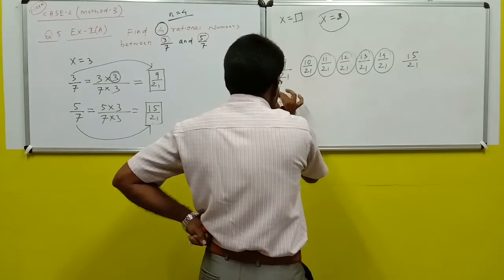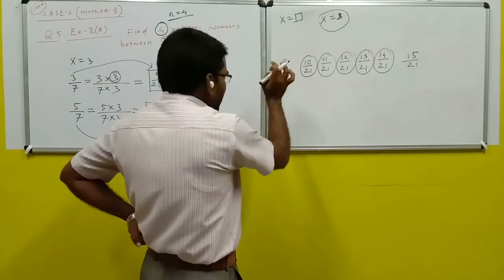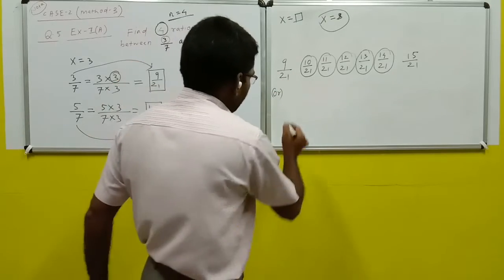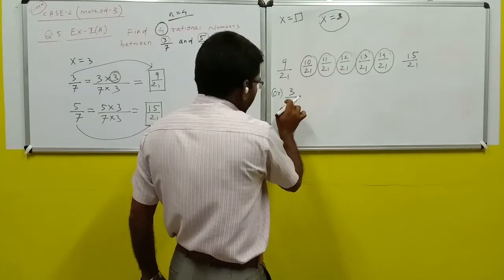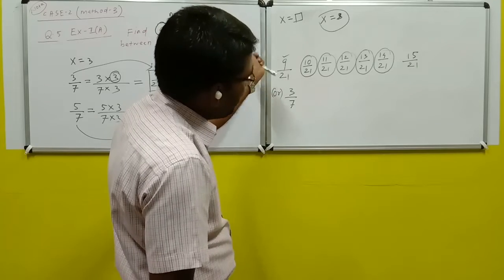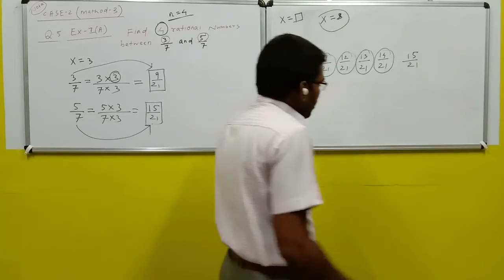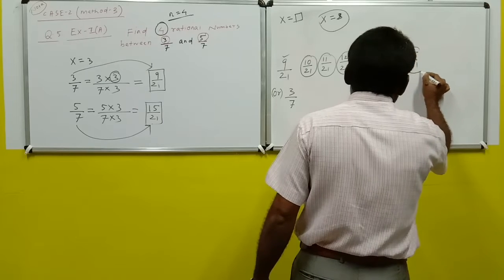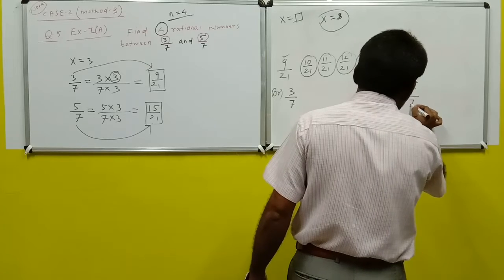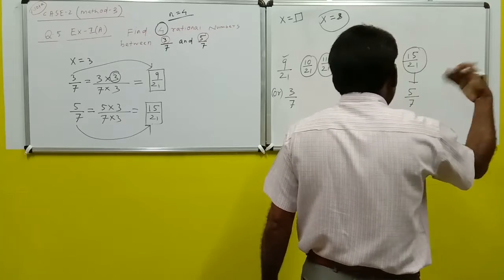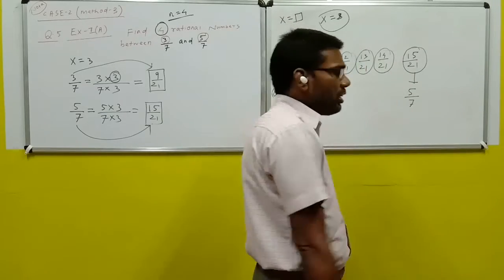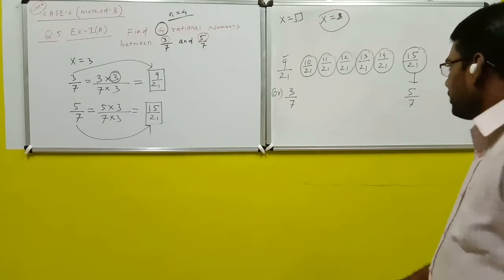Now in place of 9 by 21 again write 3 by 7, because 9 by 21 was the equivalent rational number of 3 by 7. Similarly in place of 15 by 21 write 5 by 7, because 5 by 7 is the equivalent rational number of 15 by 21, or 15 by 21 is the equivalent rational number of 5 by 7. Therefore in place of 15 by 21 you have to write 5 by 7.